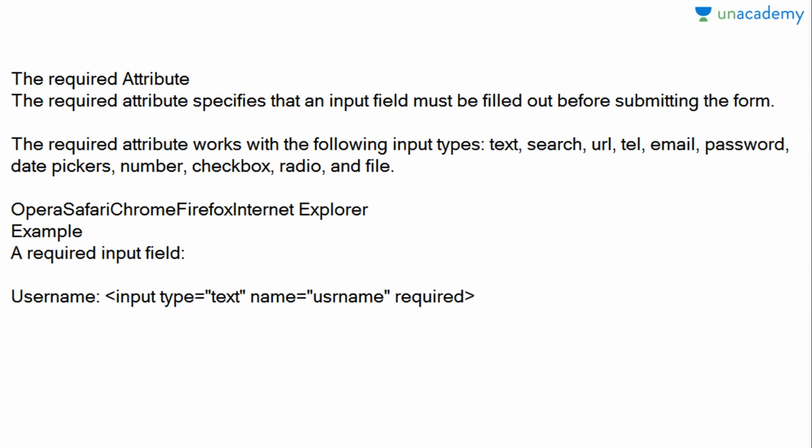The required attribute, this is the last attribute that we are talking about, can be used if you don't want a user to leave the form empty. So the user can submit the form only when they have filled the complete form or the required fields. How to use it? Let's see that. Username, input type equals text, name equals username, required. This means that the username box should be filled mandatorily.